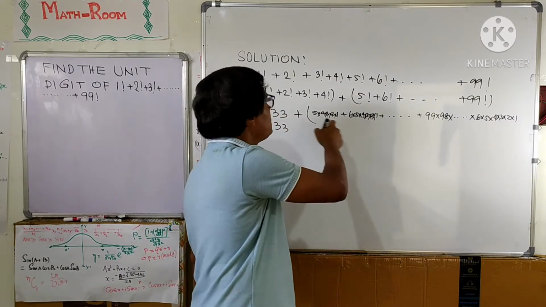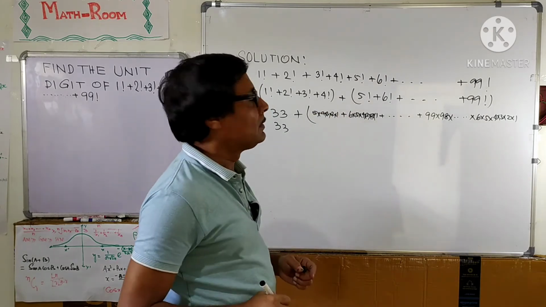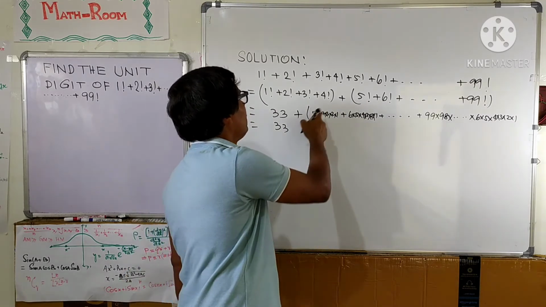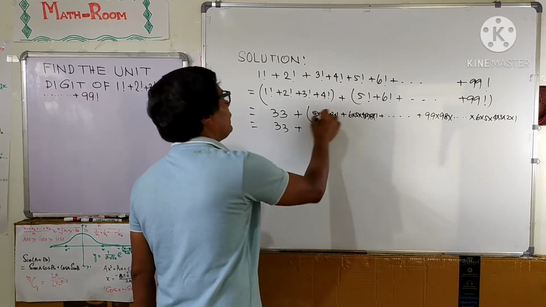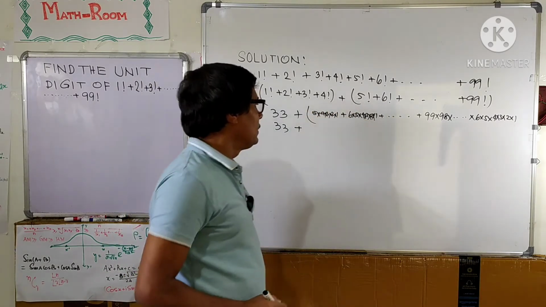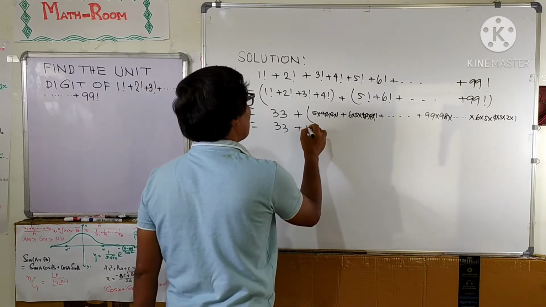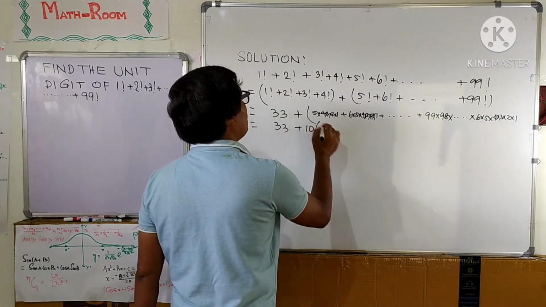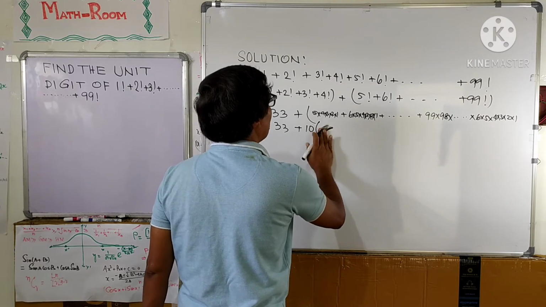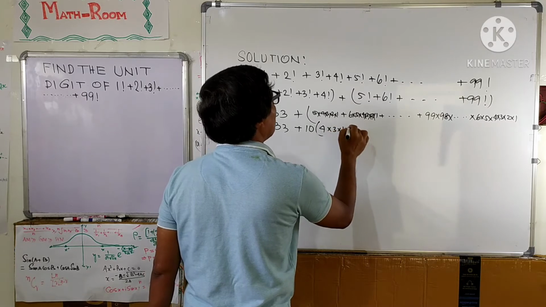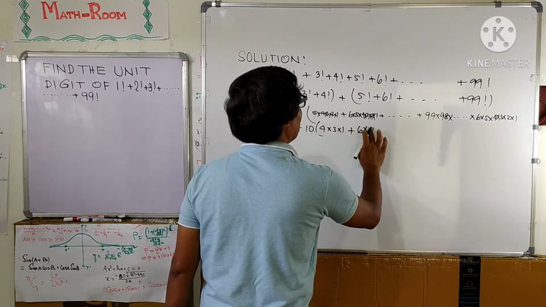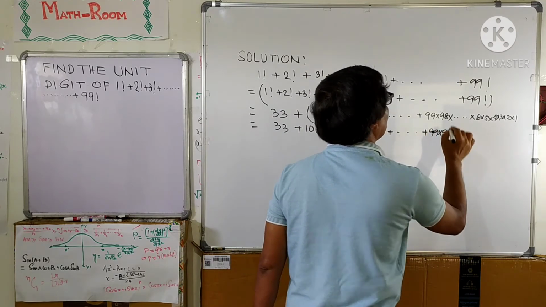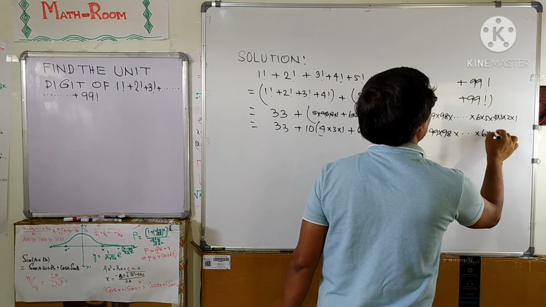The second part is also a series, and each term has 10 as a divisor, that is, 10 is a common factor of each term. So we get 10 into 5 into 4 into 3 into 1, 10 into 6 into 4 into 3 into 1, and so on, up to 10 into 99 into 98 ... into 6 into 4 into 3 into 1.